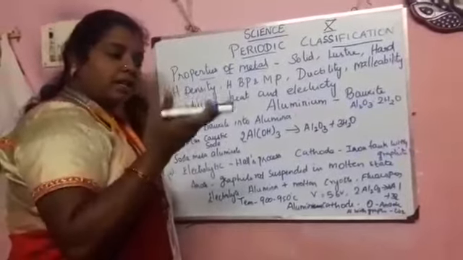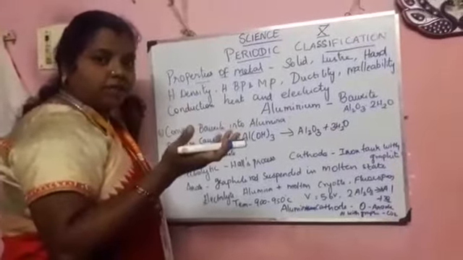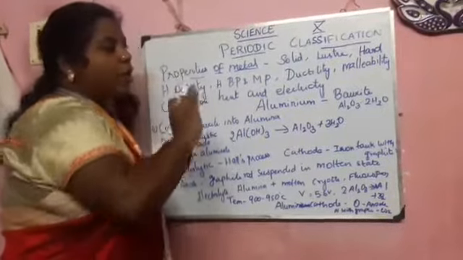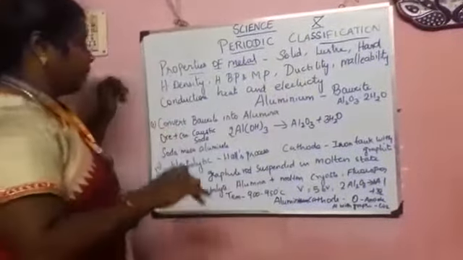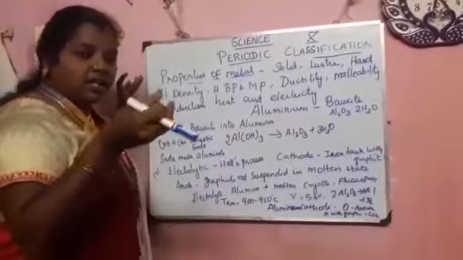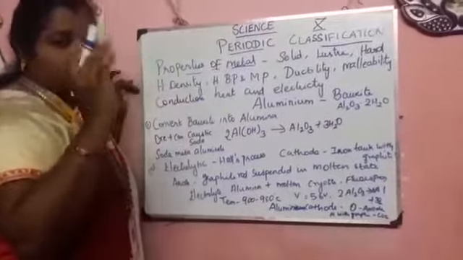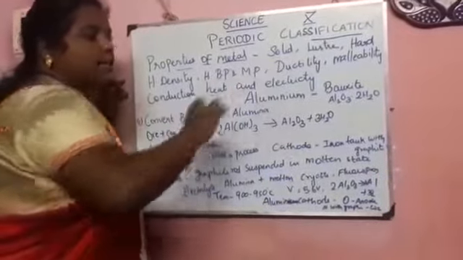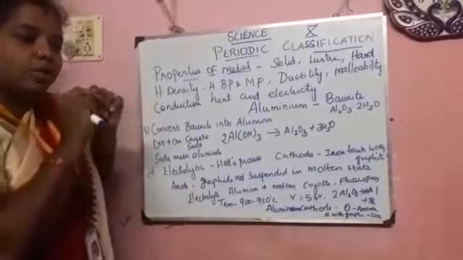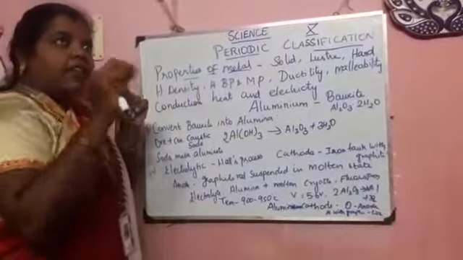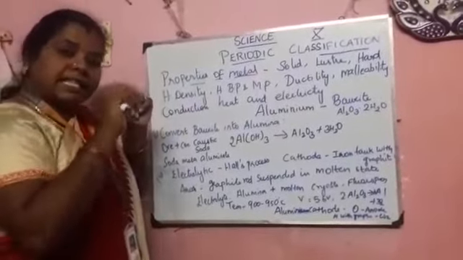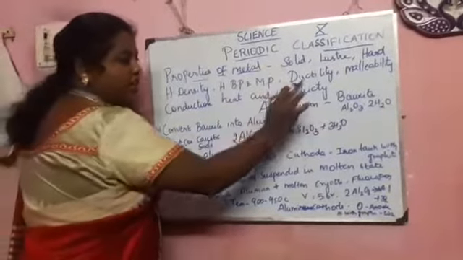Sodium and potassium can even be cut with a knife. Except these, all metals are hard in nature and have a higher density, which means higher thickness, as well as higher boiling and melting points. Ductility means metals can easily be made into a wire, like copper made into a thin wire. That property is called ductility.